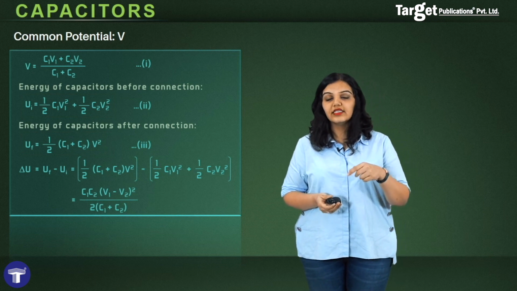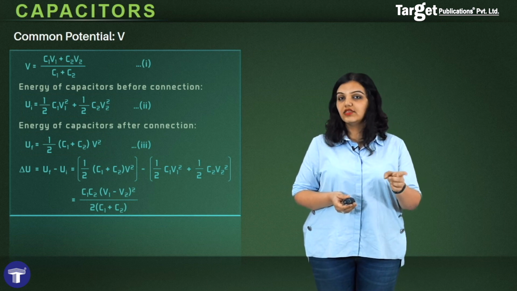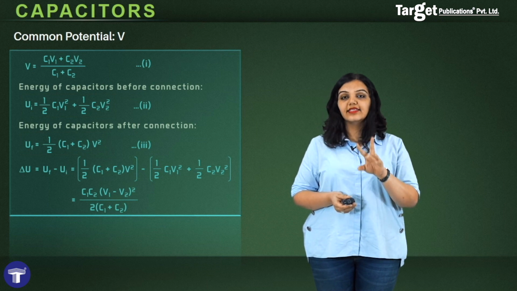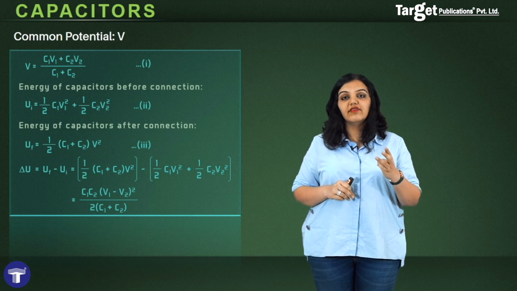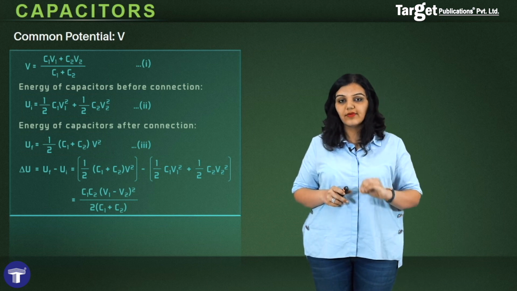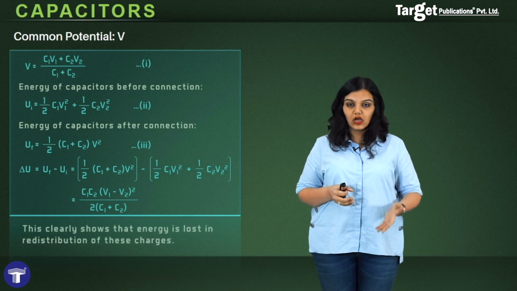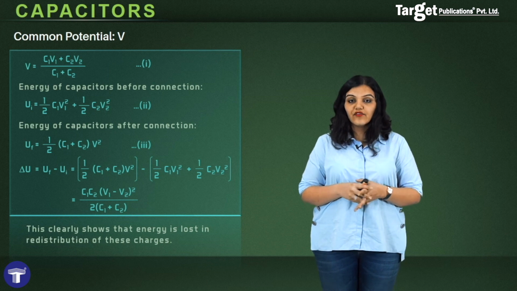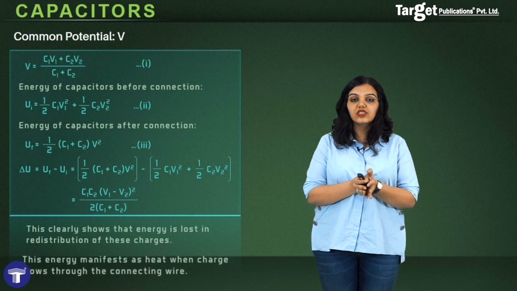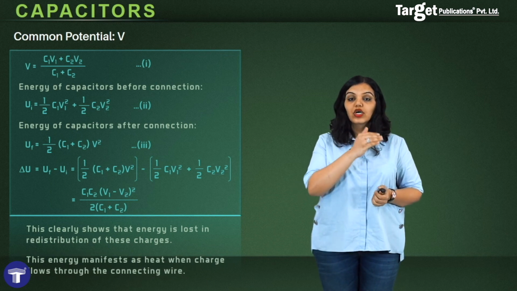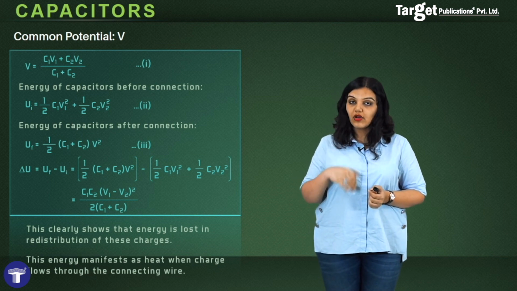So if you look at the numerator, we know that capacitance can only be positive. So C1 C2 is a positive number and the other bracket, that is (V1 − V2), is squared. So the numerator is completely positive. Similarly, the denominator, C1 and C2, are again positive because capacitance is always positive, and therefore I see that delta U is positive. So this clearly shows that energy is lost in the redistribution of these charges, and therefore because energy is lost, we ask the question, where did this energy go? And the answer is that this energy is manifested as heat when the charges flow through the connecting wire. So the heat that we feel in the connecting wire is actually nothing but the energy lost due to the redistribution of charges.